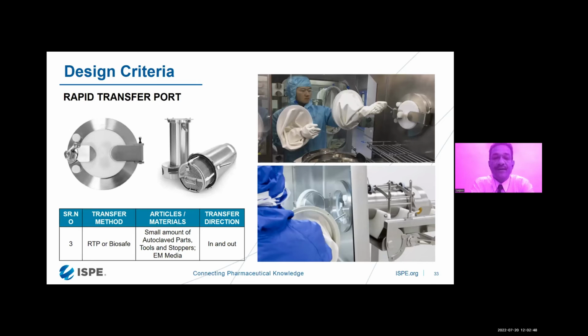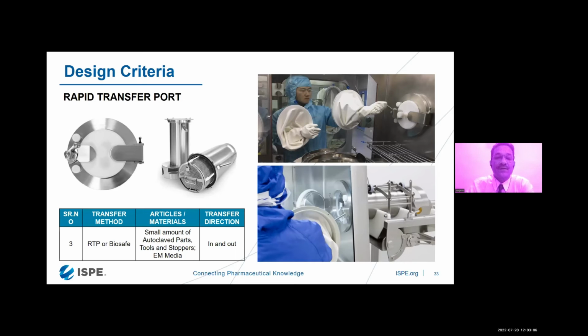These are the rapid transfer ports. You can see some of the pictures wherein the material is getting transferred through the rapid transfer port without breaching the integrity of an isolator and without causing any contamination inside an isolator.